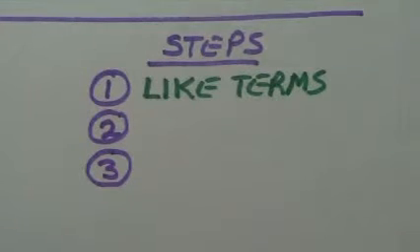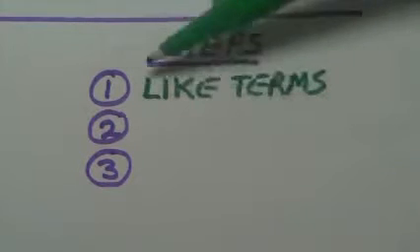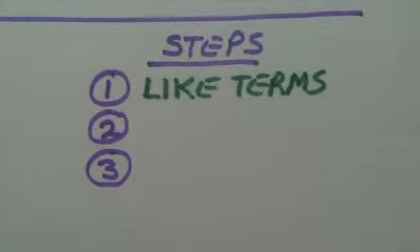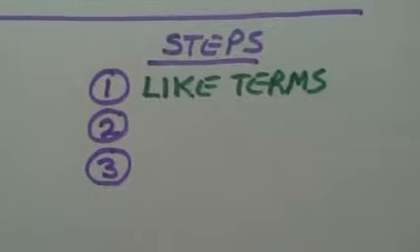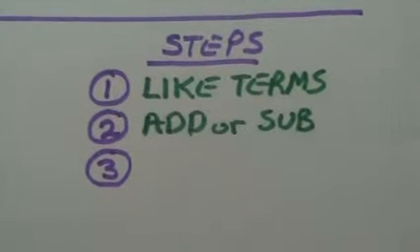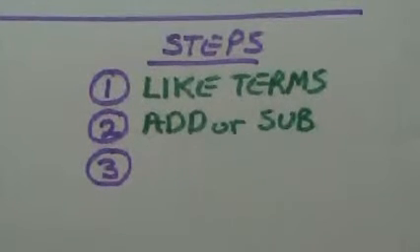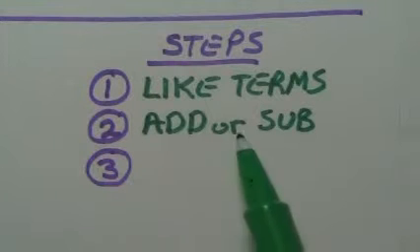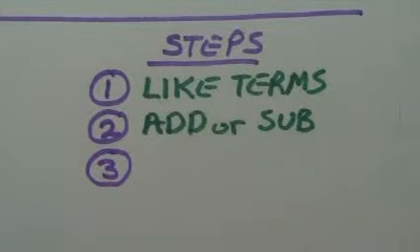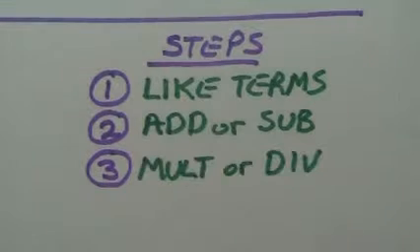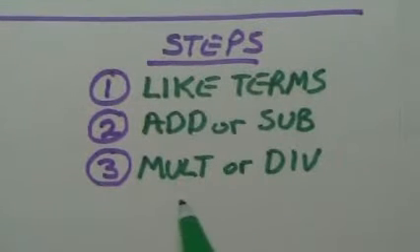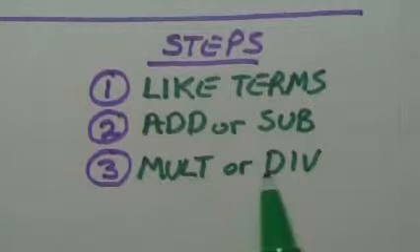So the first step with all the problems we'll deal with today is take care of any like terms. Combine like terms. The second step is to get rid of the constant by either adding or subtracting, whichever is appropriate. The last step is to get rid of the coefficient, the number next to the letter, the variable, and we have to do that by multiplying or dividing.